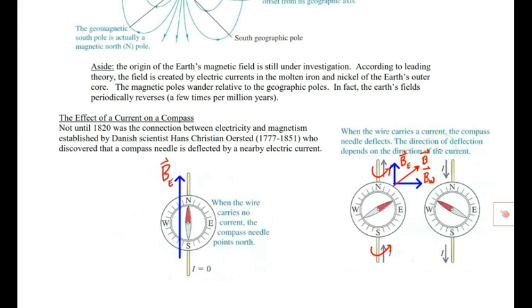So that led Hans Christian Ørsted to conclude that wires that carry current, or the flow of charge, basically create their own magnetic field around them. And so there's some mutual interaction between electricity and magnetism. And this important discovery in the 19th century led to many technological breakthroughs, such as electric motors and generators, which we'll discuss in chapter 22.